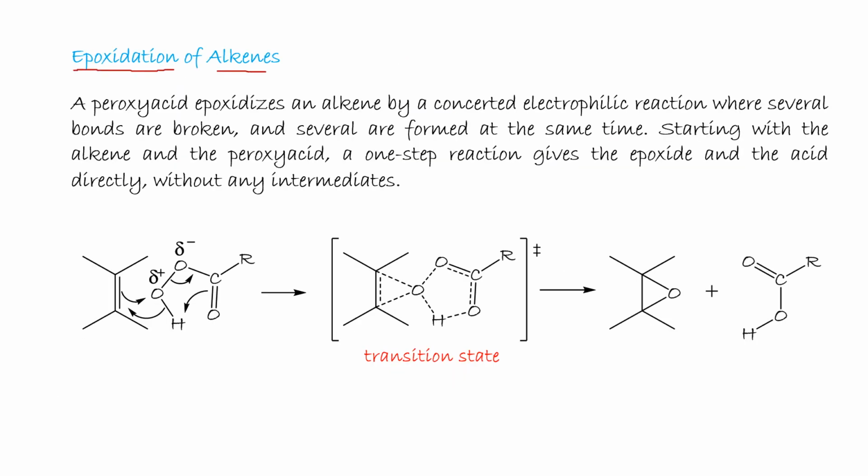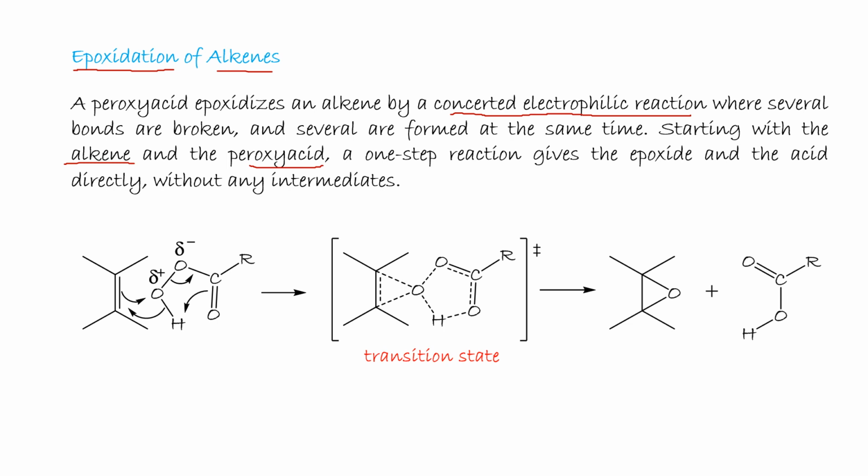Epoxidation of alkenes. A peroxy acid epoxidizes an alkene by a concerted electrophilic reaction, where several bonds are broken and several are formed at the same time. Starting with the alkene and the peroxy acid, a one-step reaction gives the epoxide and the acid directly without any intermediate.